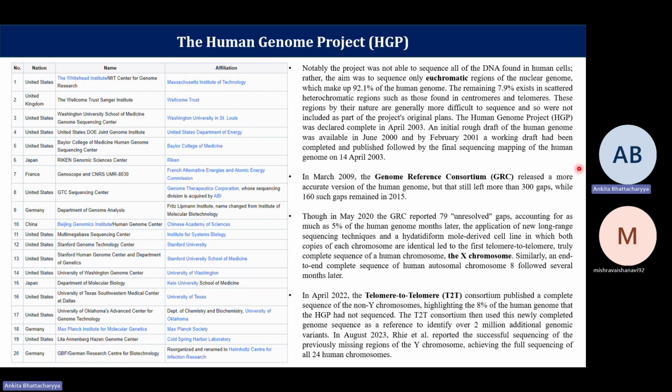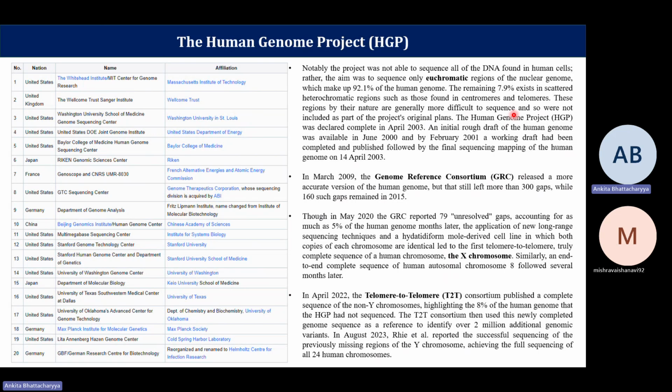The remaining 7.9, or approximately 8%, exists in scattered heterochromatic regions, which we in general consider to be non-coding, and which is found in centromeres and telomeres. These regions are usually more difficult to sequence, and so they were not included as part of the project's original plans. The initial Human Genome Project did not take them into consideration.